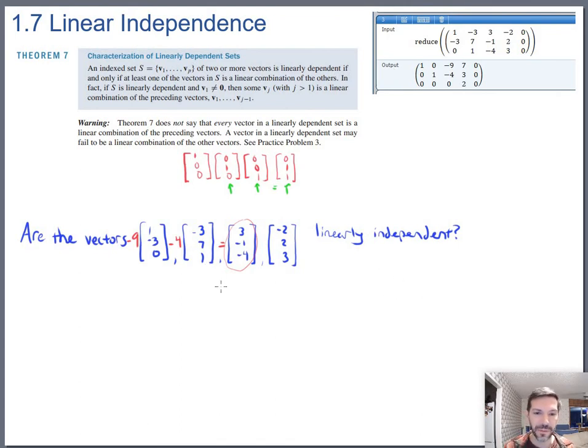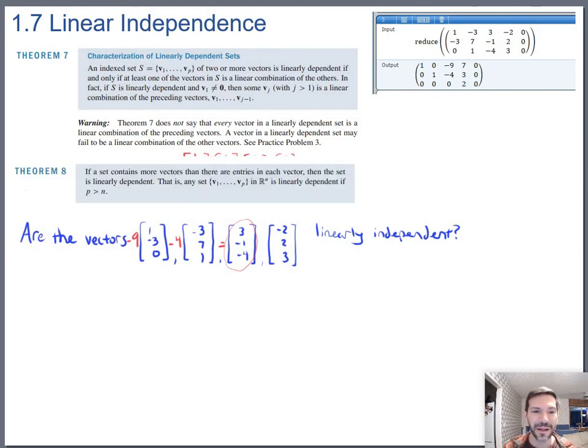Okay, so good enough on that. Let's go ahead and get to the magic. Let's get to the superpower theorem, Theorem 8. Theorem 8 says if a set contains more vectors than there are entries in each vector, then the set's dependent.